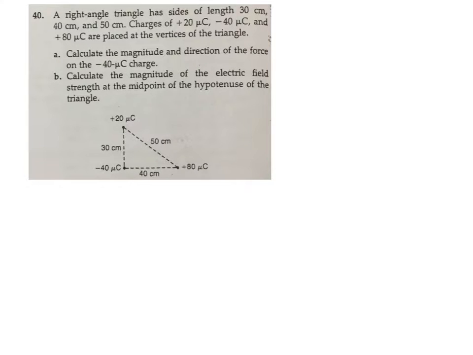Day 132, Honors Physics, Electrostatics, problem number 40. And we're mixing it up here a little bit. This is back to a Coulomb's law problem. It's force. We're looking for force, not field. Well, part B is a field, but right now we're looking for a force on the lower left-hand corner, the negative 40 microcoulomb charge, given the dimensions of this triangle.